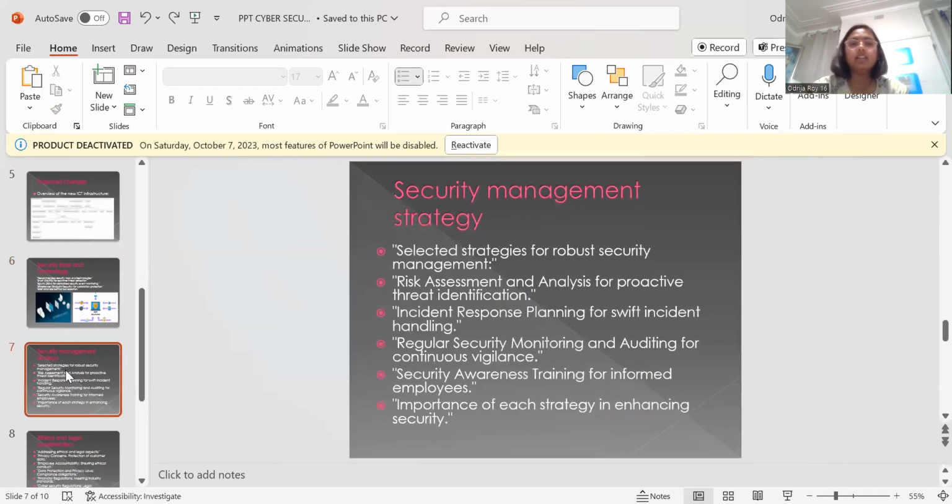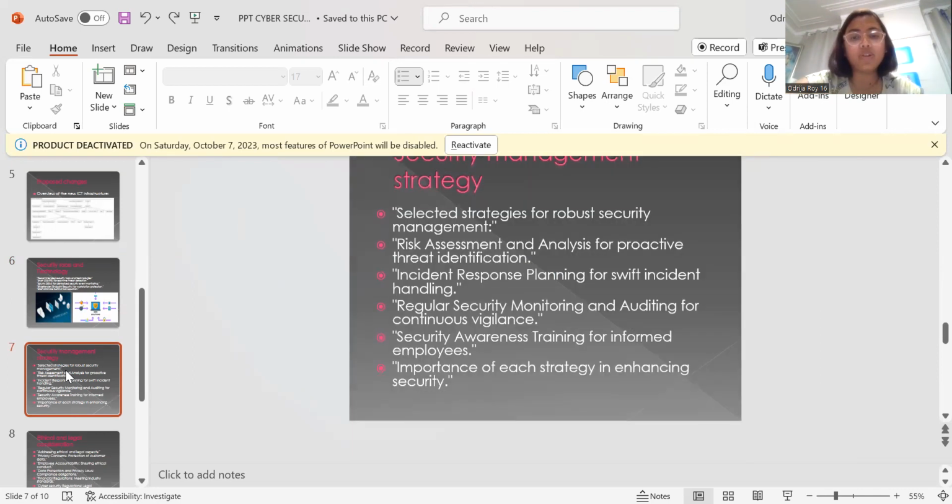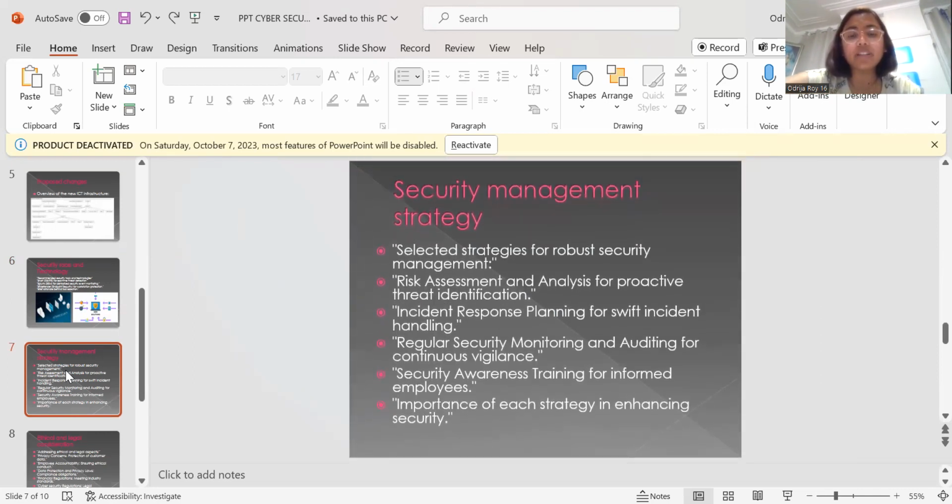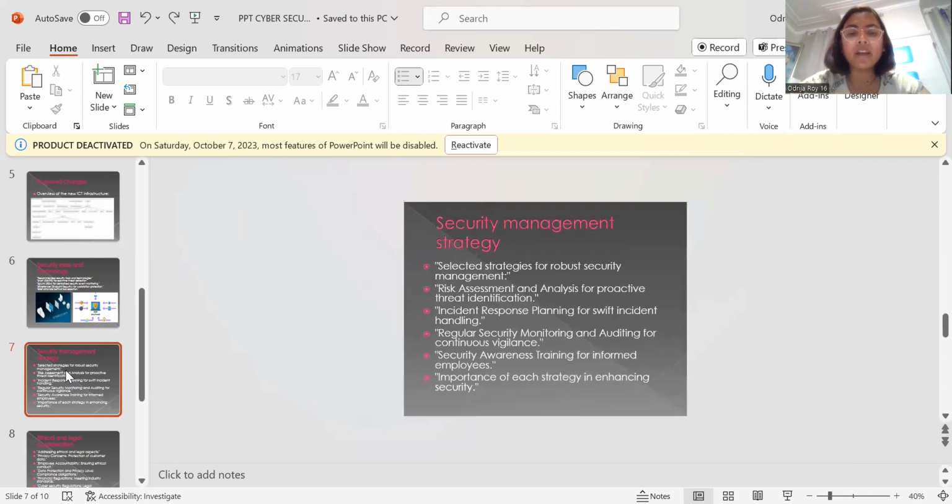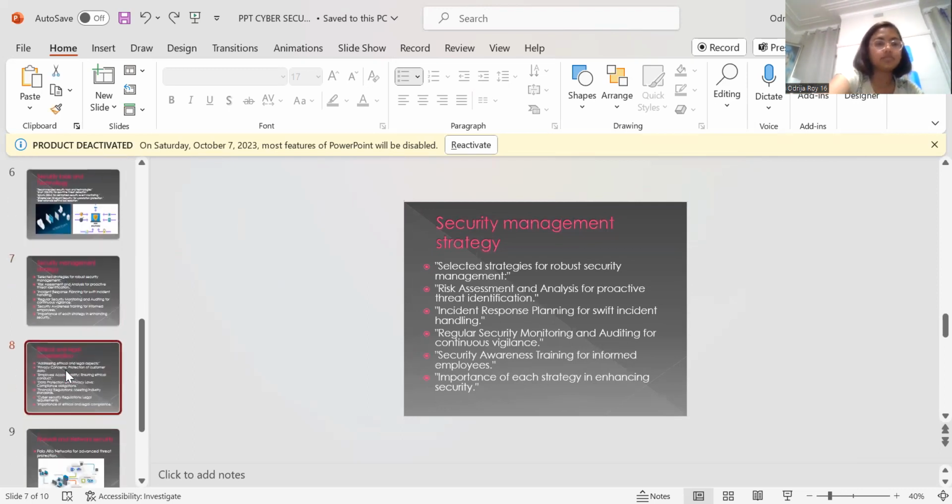In the next slide, the security management strategy which can be effective for the Commonwealth Bank. We can see the selected strategies for robust security management. The next one is risk assessment and analysis for proactive threat identification. The next one is incident response, and the next one is regular security monitoring and security awareness training, and the next one is the importance of strategy enhancement.